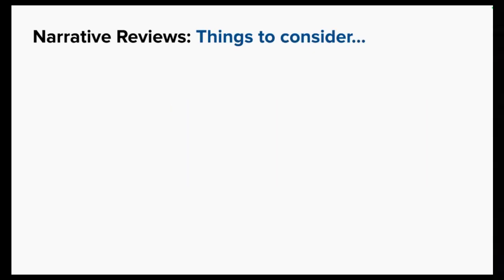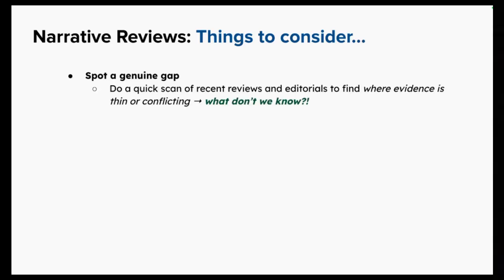So a few things to consider when you're thinking about, well, what should I do my narrative review on? What is interesting to people? One thing you might think of is to spot a genuine gap. So doing a quick scan of other reviews or summaries in the topic or area of interest. What is interesting to you? Where is there some disagreement between different stakeholders or different practitioners? Where is there not enough evidence, and what don't we know about a particular topic?